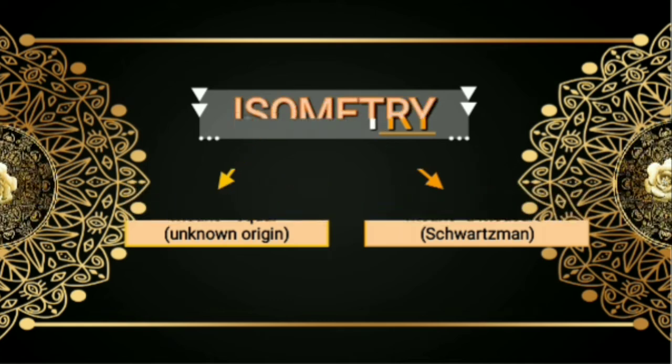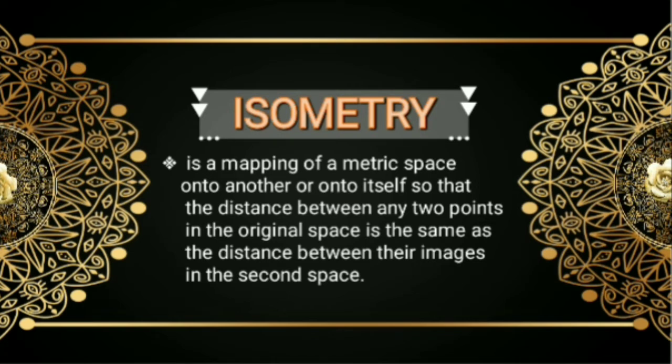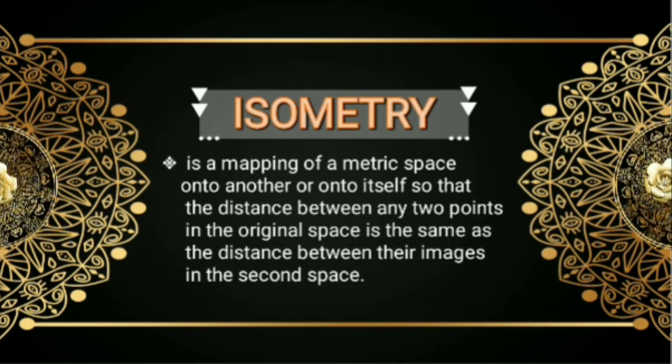Now, an isometry is a mapping of a metric space into another or onto itself so that the distance between any two points in the original space is the same as the distance between their images in the second space. In other words, isometry is used to describe the process of moving a geometric object from one place to another without changing its size or shape.